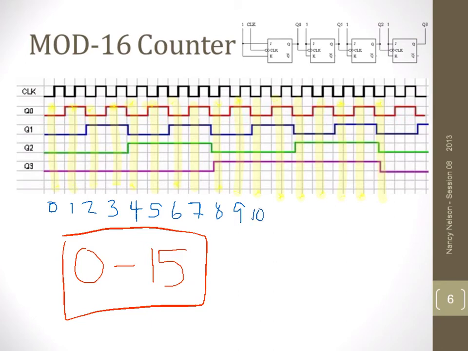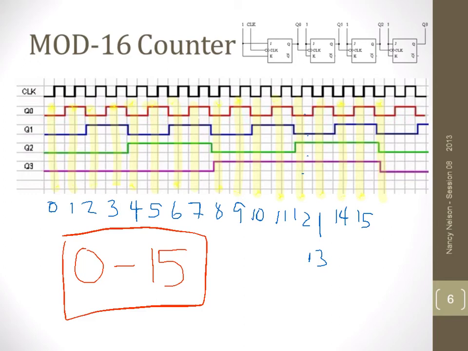We have 1, 0, 1, 1, which is 11. 1, 1, 0, 0, which is 12. 1, 1, 0, 1, 13. I'm going to put that down here. We have 1, 1, 1, 0, which is 14. 1, 1, 1, 1, which is 15. And back to 0, 0, 0, 0.